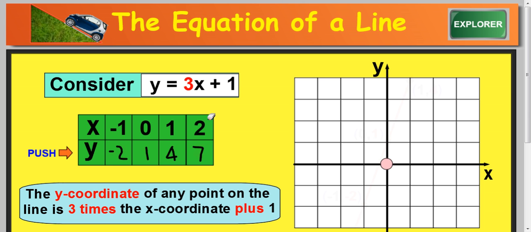So as before, I've now generated 4 coordinates: 2, 7; 1, 4; 0, 1; and negative 1, negative 2. And if I was to plot those, there's negative 1, negative 2, there's 0, 1, there's 1, 4, 1 along and 4 up, and 2, 7 would be 2 along and 7 up. Join them up with a straight line, and you've finished.